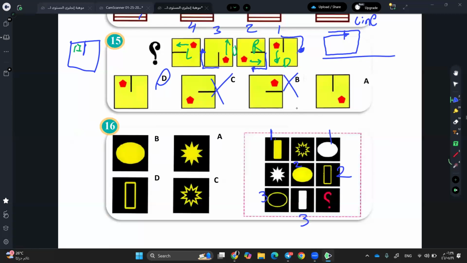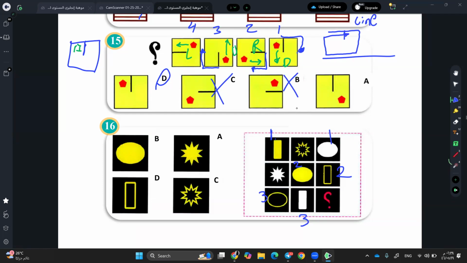So what is the missing shape here? Let's see. Naif, what is the missing shape here? The missing shade. Wait. So you can see here, there's a rectangle with yellow and with not shaded and shaded white. Also for the circle. But this shape has just shaded white.